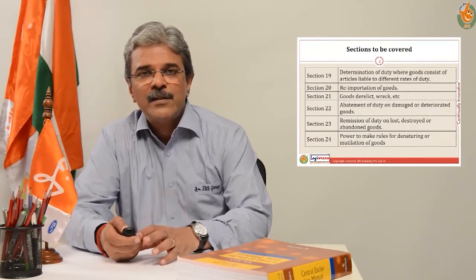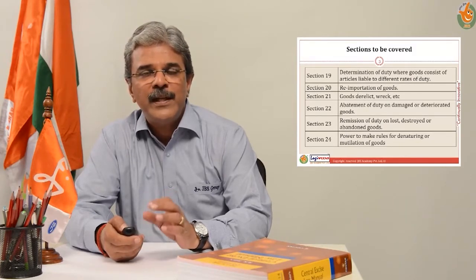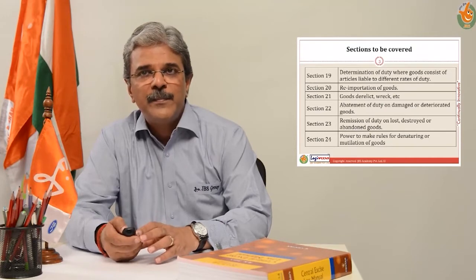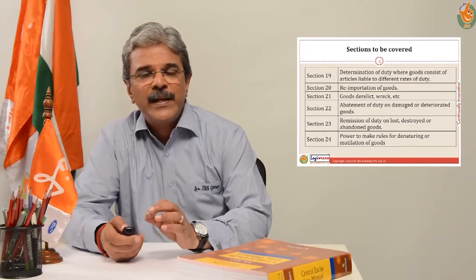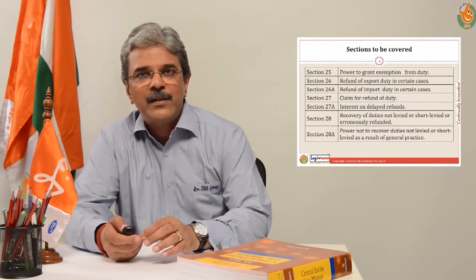Section 17 talks about assessment of duty. 18, provisional assessment of duty. 19, determination of duty where goods consist of articles liable to different rates of duty. 20, reimportation of goods. Section 21, goods derelict, wrecked, etc. Section 22, abatement of duty on damaged or deteriorated goods. Section 23, remission of duty on lost, destroyed or abandoned goods. Section 24, power to make rules for denaturing and mutilation of goods.